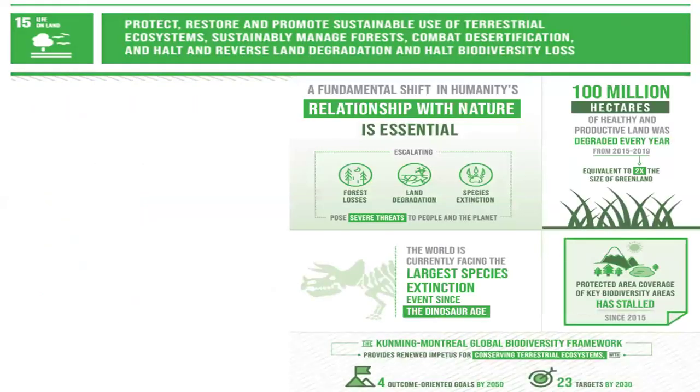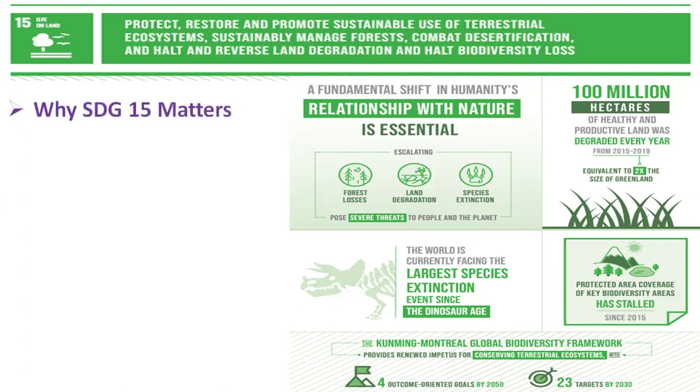SDG 15 is life on land, basically to protect, restore, and promote sustainable use of terrestrial ecosystems, sustainably manage forests, combat desertification, halt and reverse land degradation, and halt biodiversity loss. A fundamental shift in humanity's relationship with nature is essential, and 100 million hectares of healthy and productive land was degraded every year from 2015 to 2019. That's exactly what we are seeing in the figure.